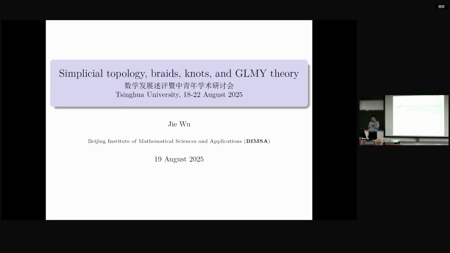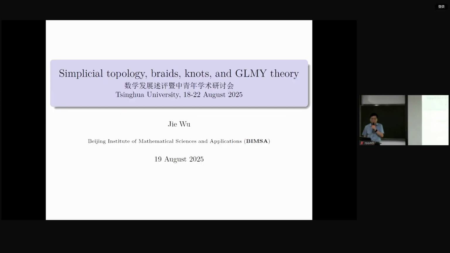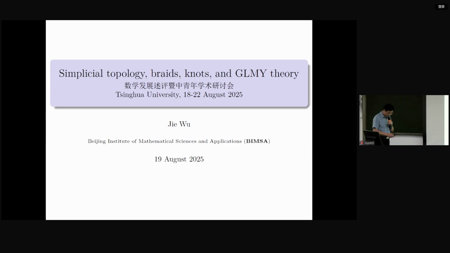Okay, so first of all, I would like to thank the organizers for giving me this opportunity to report my research. Basically, you can think of my research as a higher categorization approach to topology, and it's interdisciplinary research.